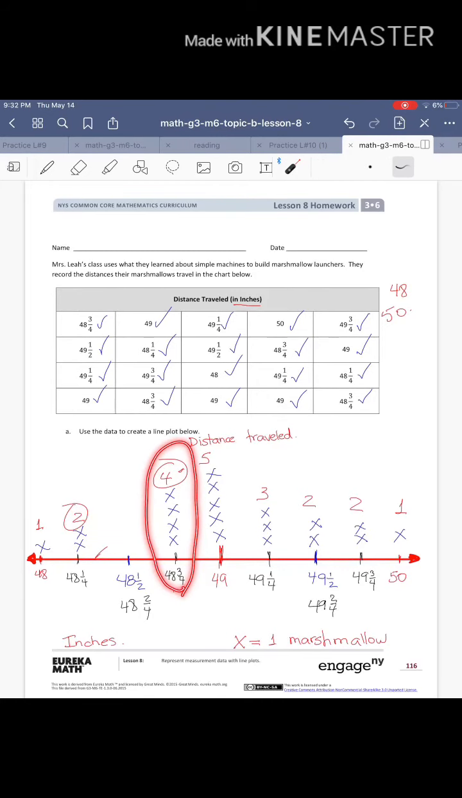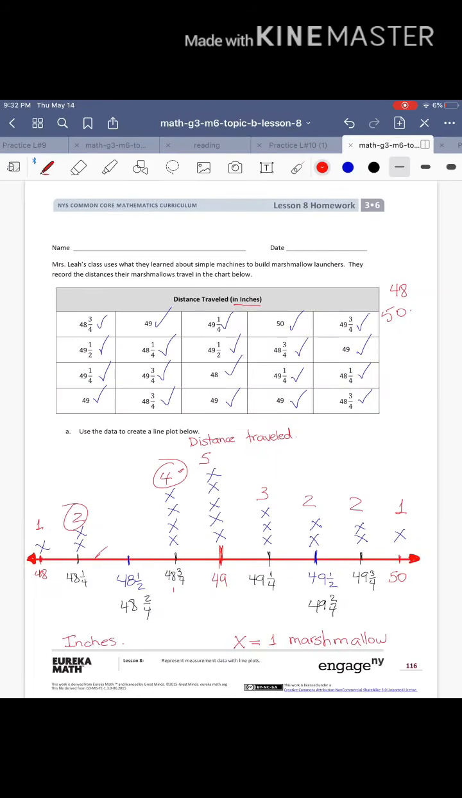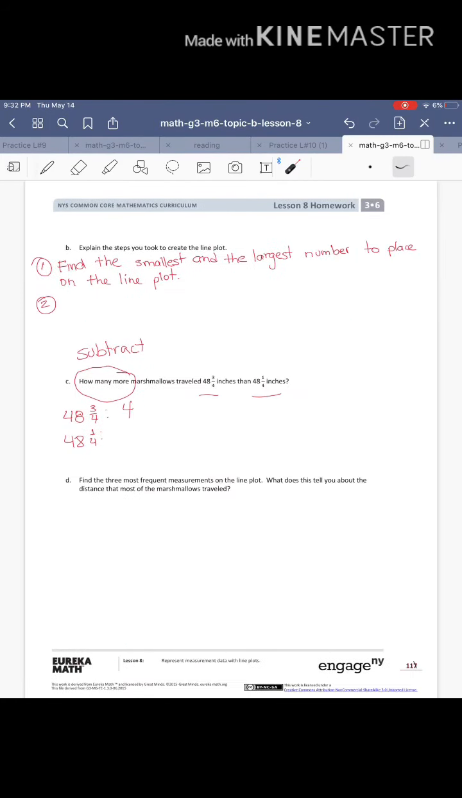So let's see, 48 and 3/4. The answer is 4 for the first one. And for my second one, which is 48 and 1/4, is 2. So if they're telling you that you have to subtract, what do? Now I just do the math, super easy. 4 minus 2 equals 2.